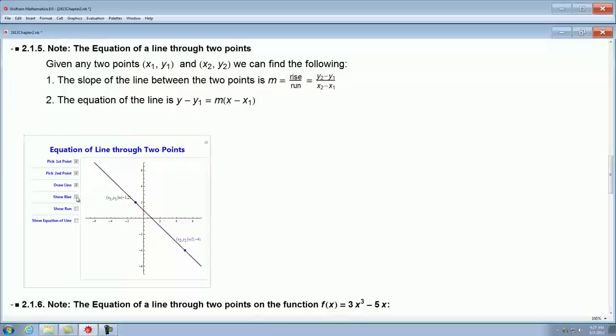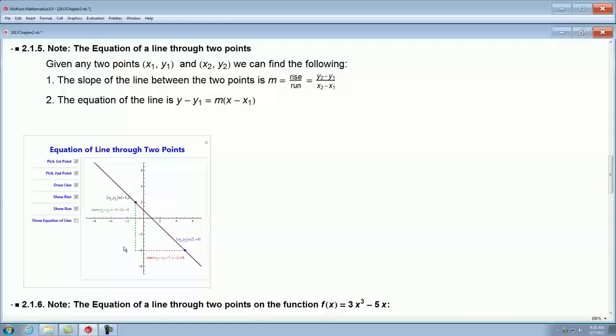So what we do is we find the rise. The rise would be the difference of the y coordinates. So I'm taking the y2 and subtracting the y1. So I'm taking the negative 4 and subtracting 2. Negative 4 minus 2 is negative 6. So my rise is actually down 6.